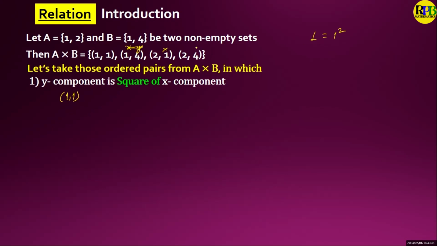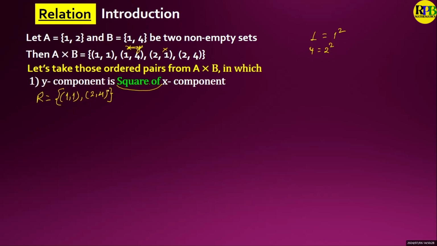And in the fourth ordered pair, Y component is 4 and X component is 2. Is X component square equal to Y component? Is 2 square equal to 4? Yes. So we'll take this ordered pair. And the set of these ordered pairs is a relation. Which relation is there? Y component is square of X component. This is the relation. Square of is the relation. Y component is square of X component.